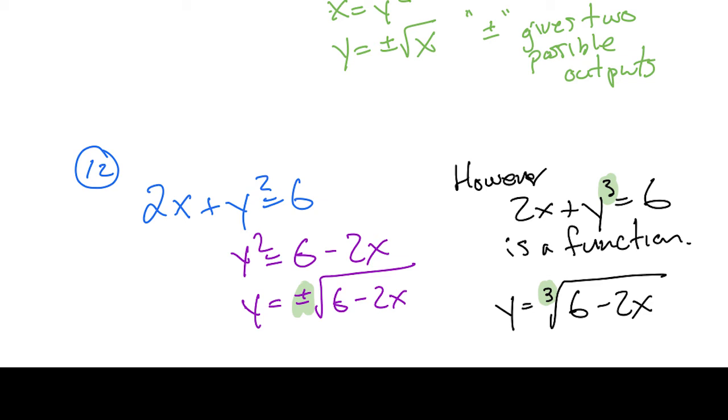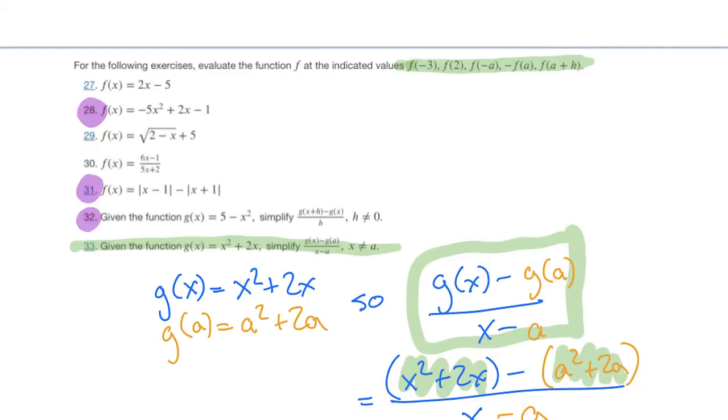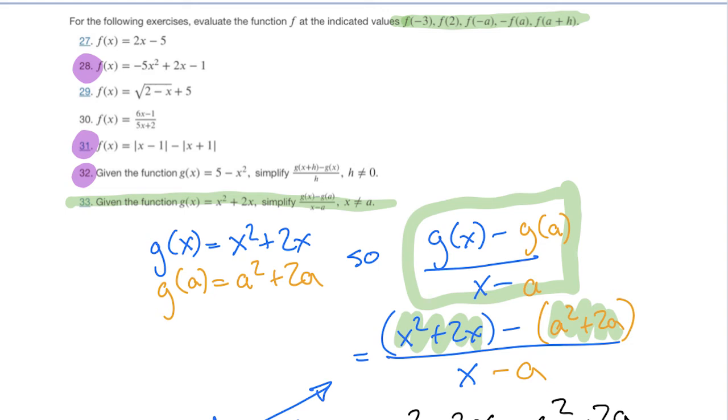So then if we skip down a little bit to some other examples, in this, you're supposed to evaluate the function at certain values. That just means plug in the expression, -3 or -a or a plus h, into the function. But I wanted to point out number 32 and 33.